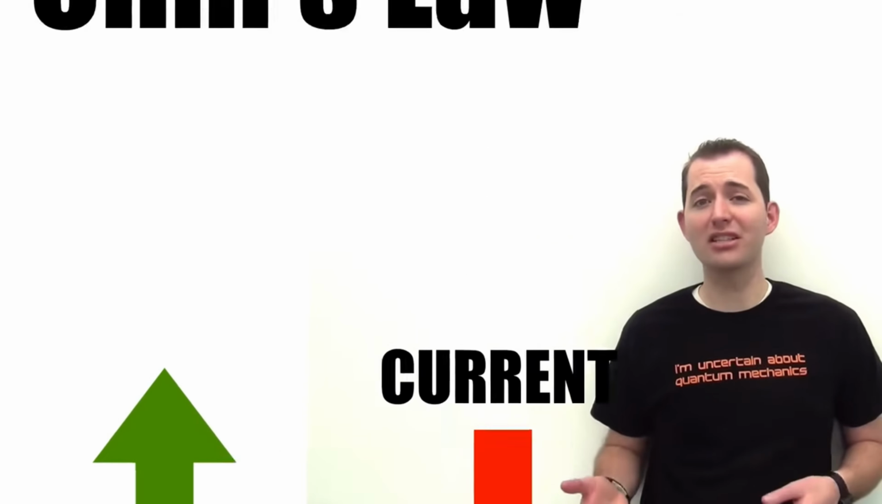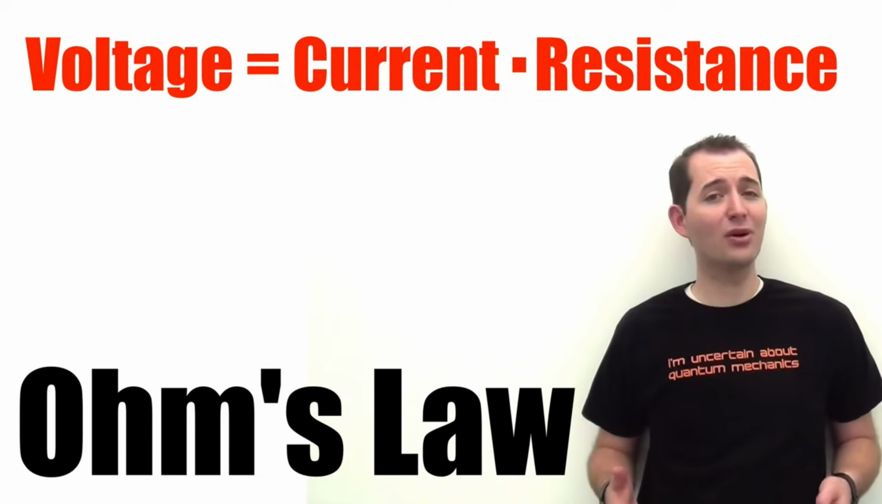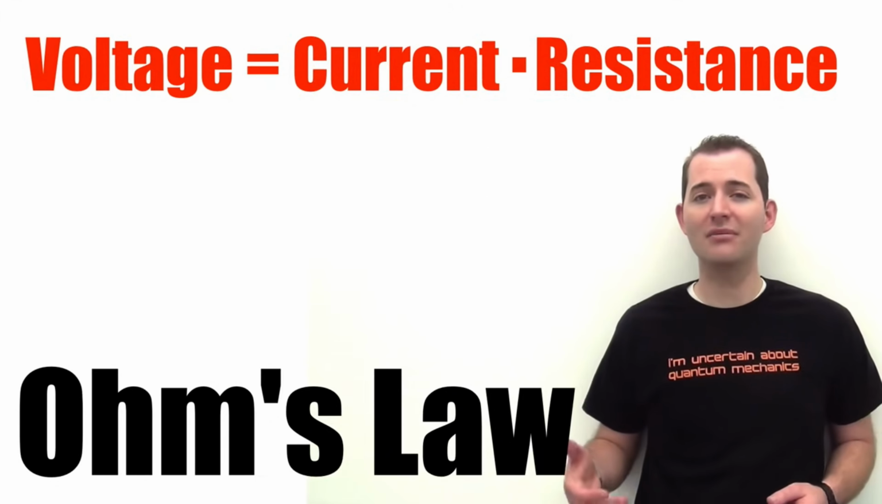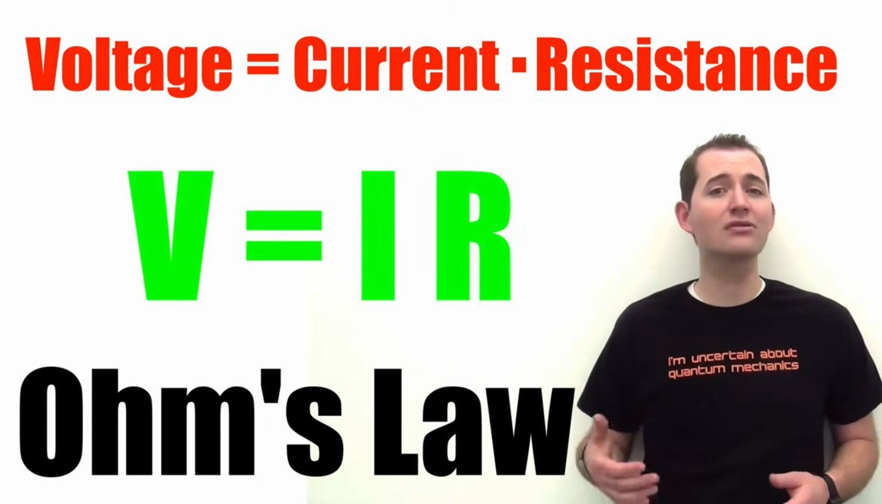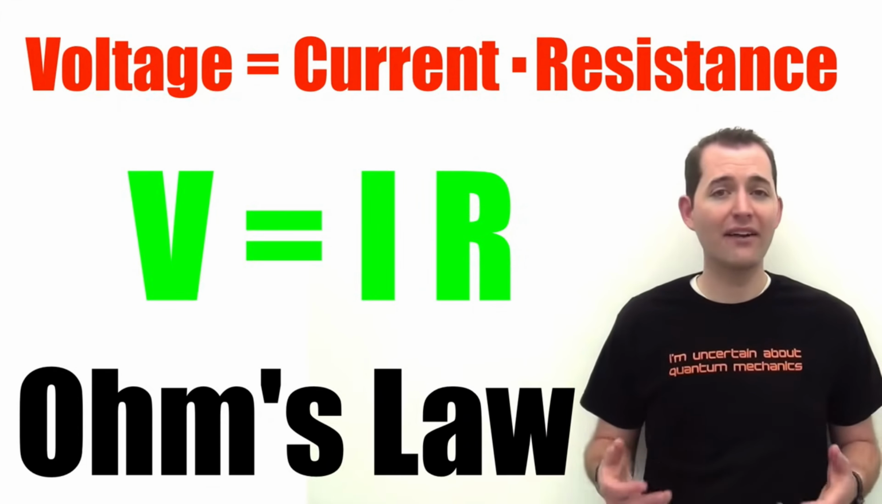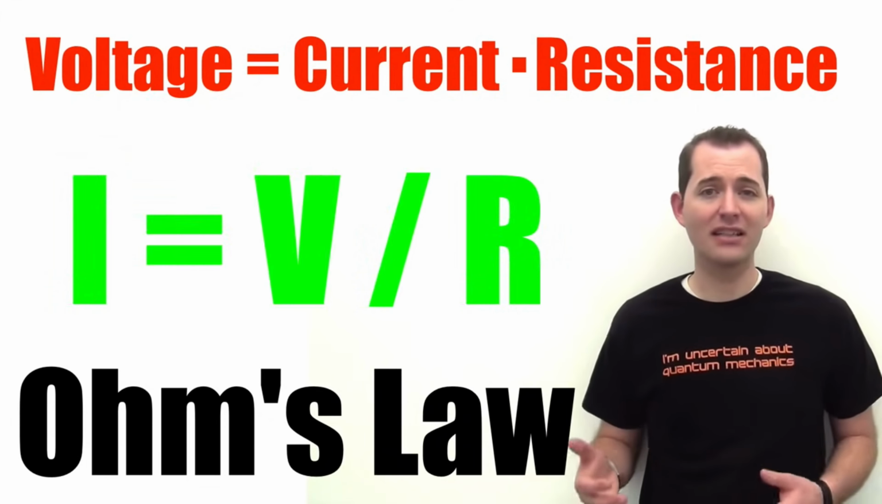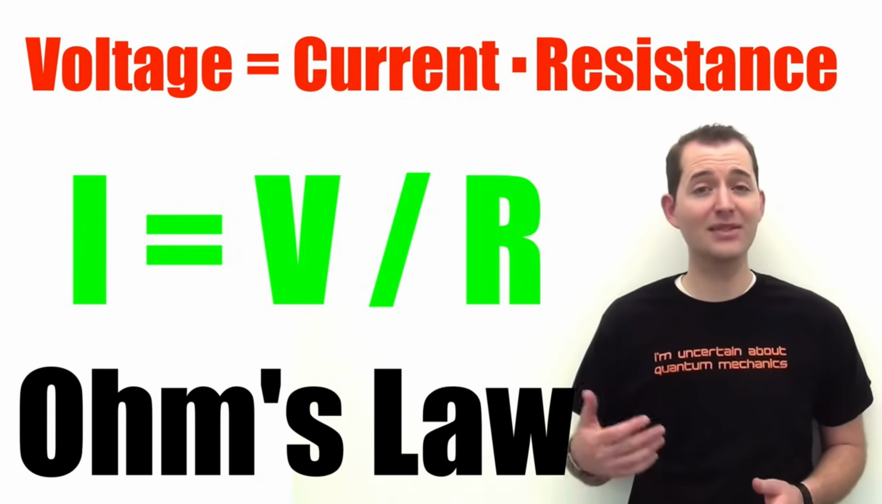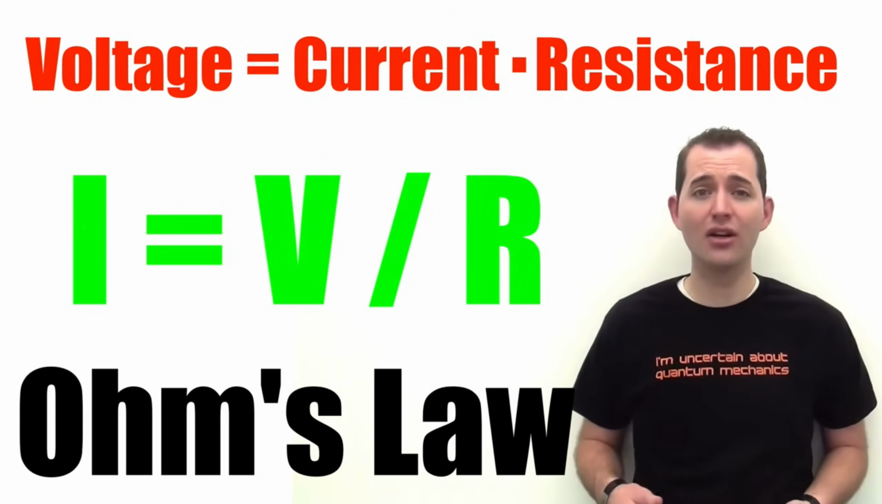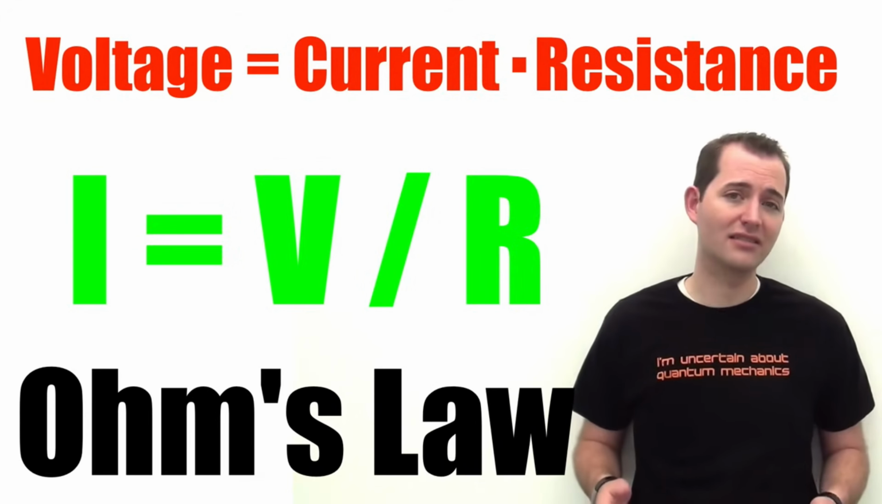We can see this relationship in Ohm's law, which states that the voltage is equal to the current times the resistance, or V equals I times R. After we isolate the I, or the current, in this equation, we can see that as we increase the resistance in a circuit, we decrease the current.